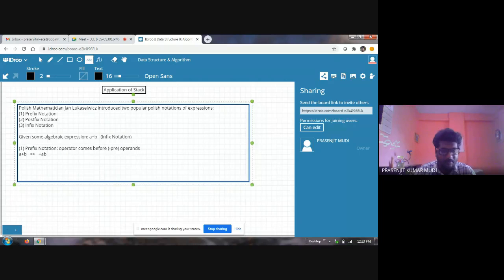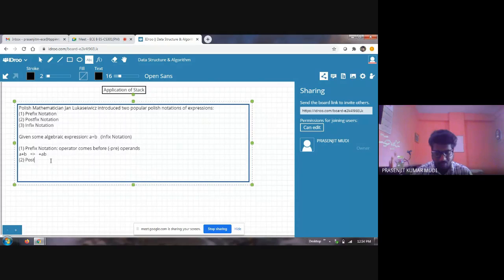So a, b, plus, these are nothing but characters. So you have to rearrange the characters in some sequence so that it is a meaningful sequence, which is known as prefix notation. A plus b is also a sequence of characters, operands and operators. a, b are operands, plus is the operator. In prefix notation, the operator comes before the operands. So plus ab means a and b are supposed to be added. That is the meaning of this prefix notation expression.